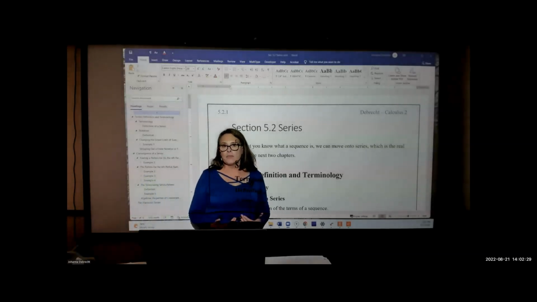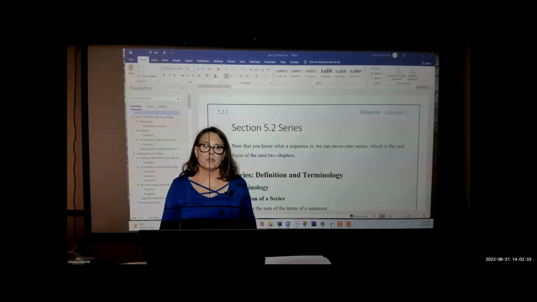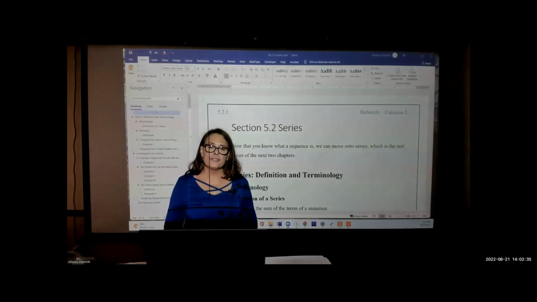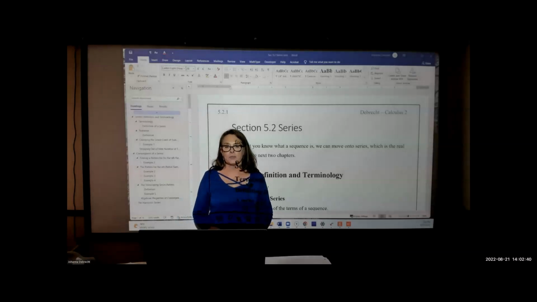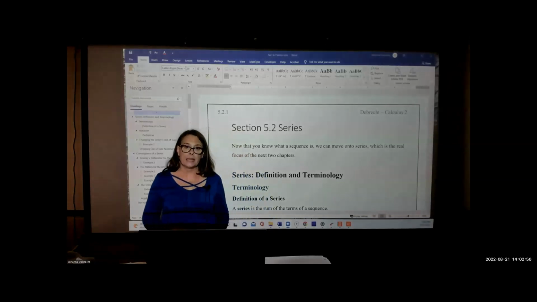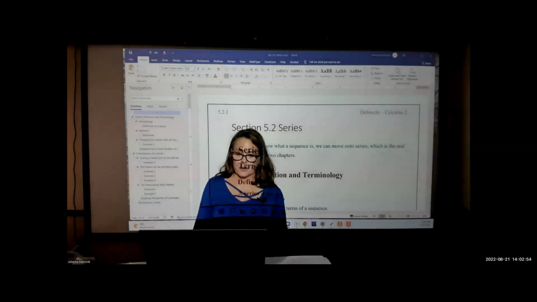I know that some of you have had sequences and series before, and you'll be familiar with the notation. You all should have seen some of the notation when you studied Riemann sums in Calculus 1. However, others of you may be very unfamiliar with the notation, so we'll go through it very specifically so that you can understand what each piece means. Let's go ahead and get started by sharing my screen with you.